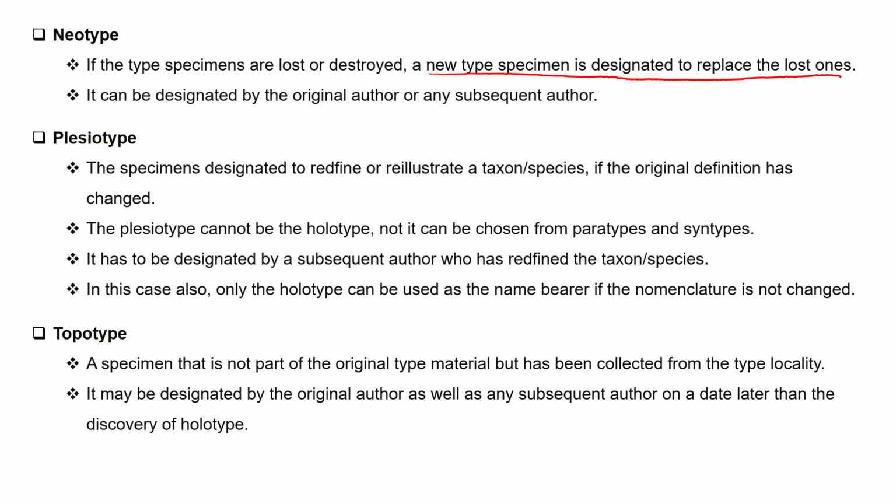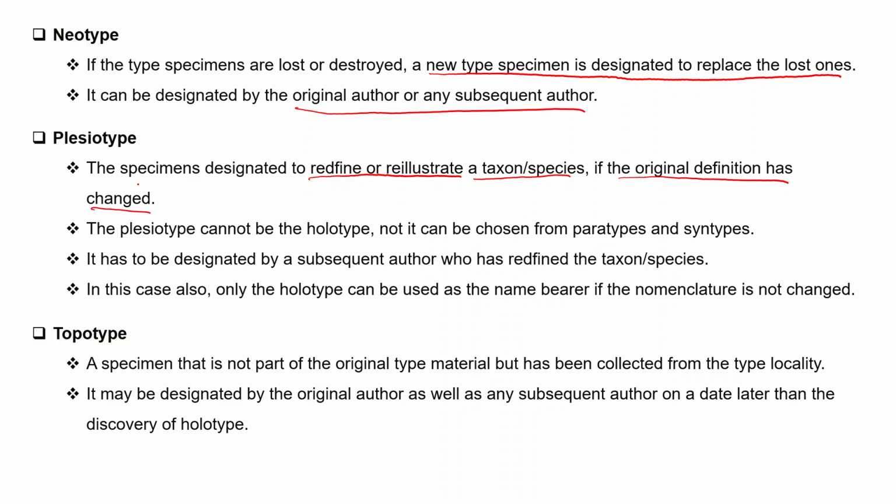Neo means new. So neotype is a specimen which is designated to replace the lost or destroyed type specimens, and it can be designated by the original author or by any subsequent author. So there is this liberty. Then comes plesiotype. Now, what is plesiotype? This word plesiotype has been used to define very similar looking specimens. So, what is the formal definition? The specimens designated to redefine or re-illustrate a taxon or species if the original definition has changed.